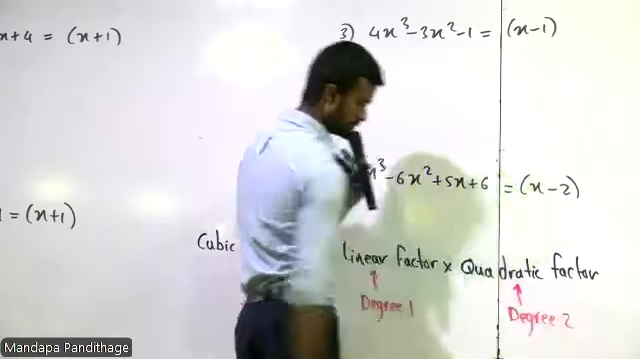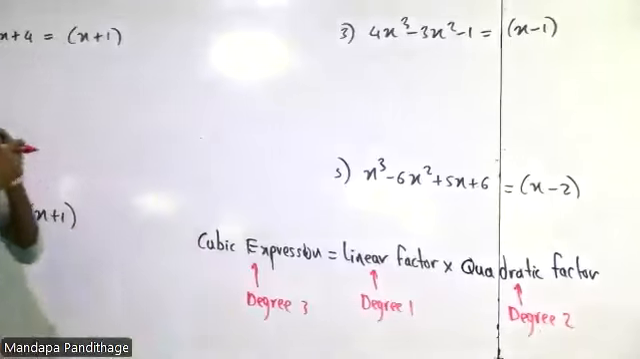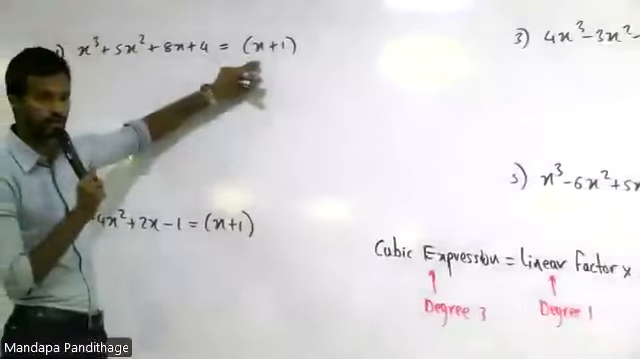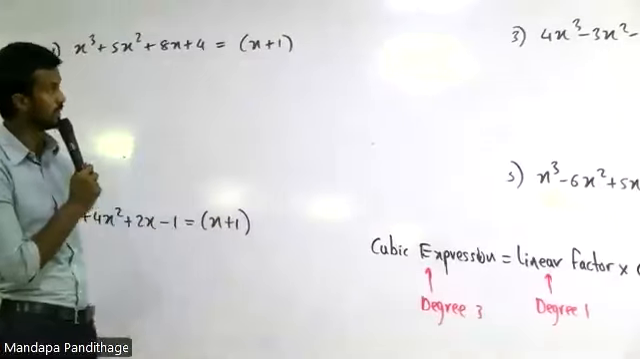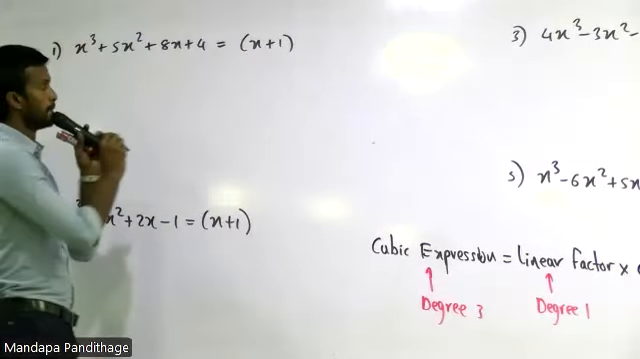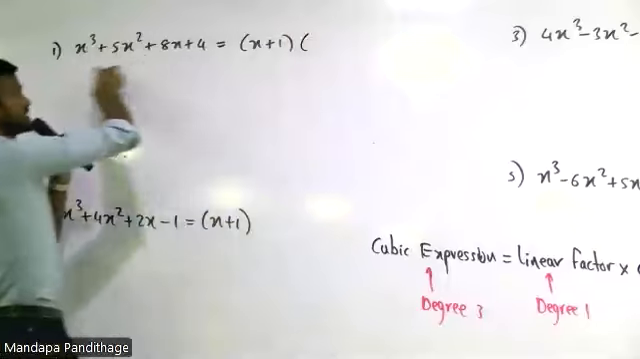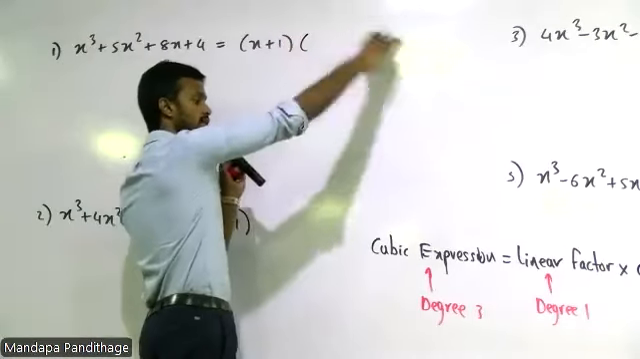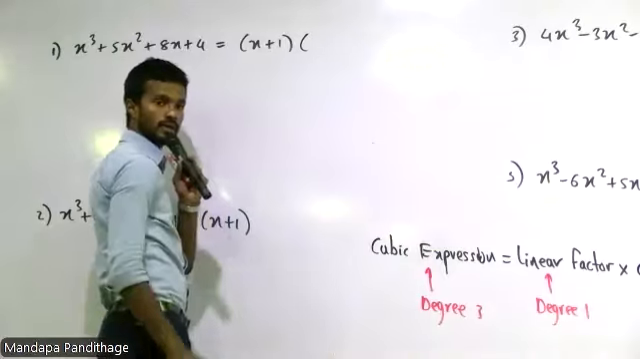Here the degree is 2. Okay, now I'm supposed to factorize this one. Using the previous method, you have to find one factor, using the converse of factor theorem. Now you know the degree here is 3. The degree here is 1. So the degree of the other factor should be second degree. We call it a quadratic.